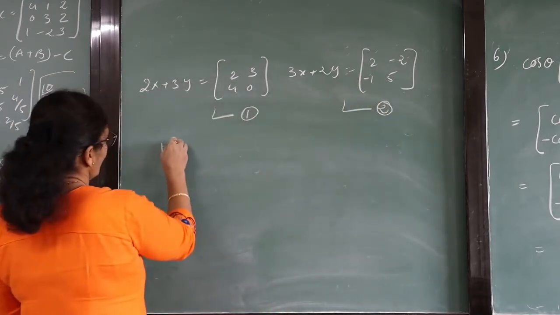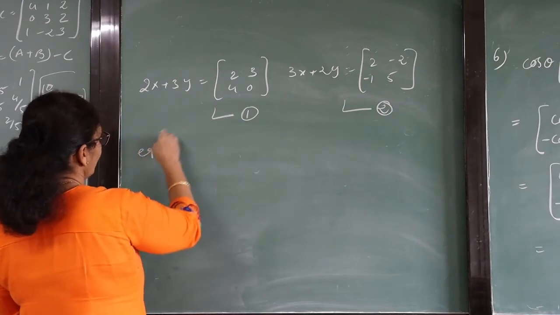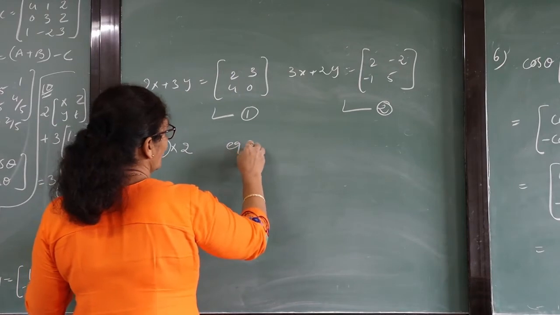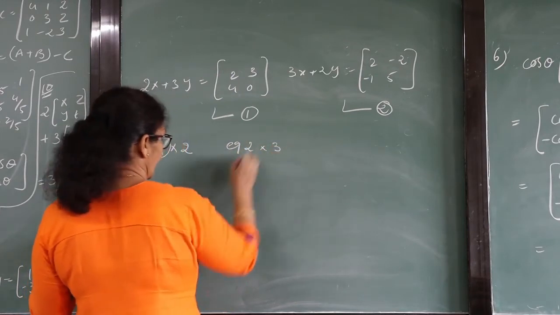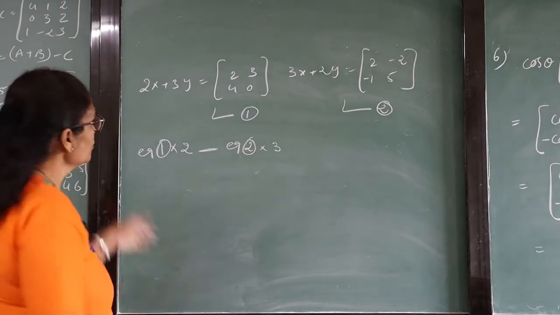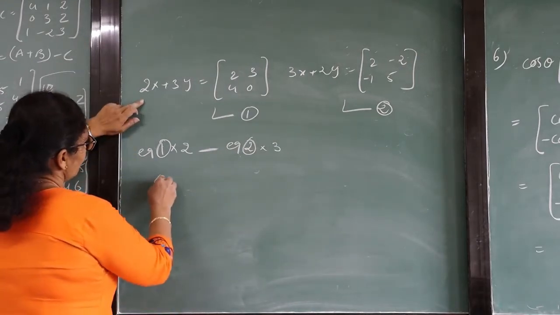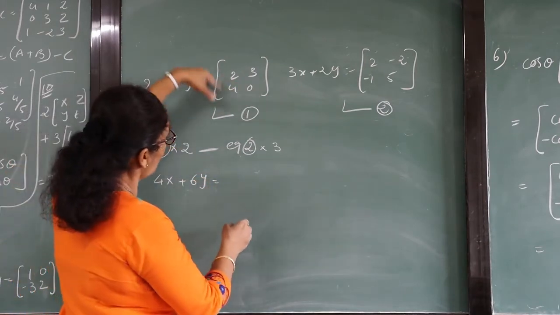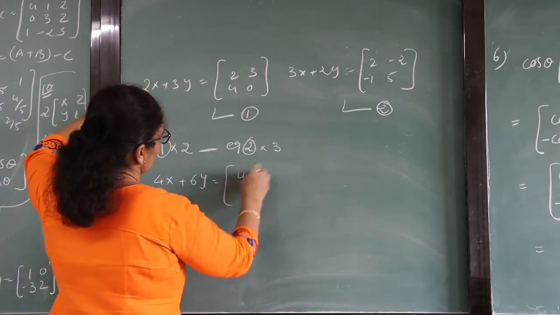So first will be multiplied. Equation 1 will be multiplied with 2 and equation 2 will be multiplied with 3 and then subtraction of these two. So let's see, 2 2s are 4x plus 3 2s are 6y. Let's multiply all the terms with 2.